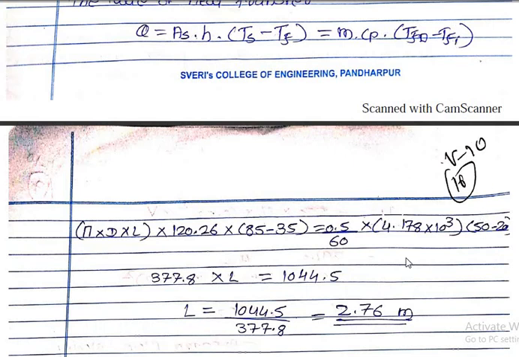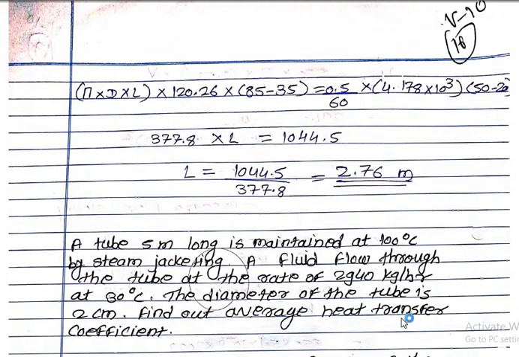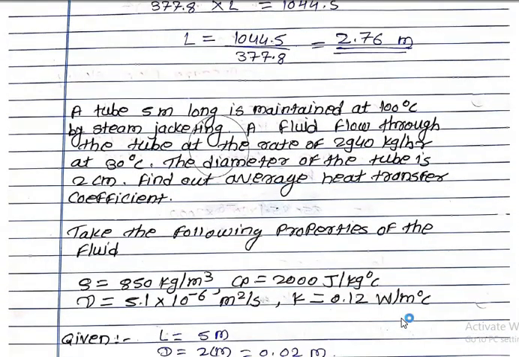We put this in, and after calculation we will get 377.8 multiplied by L is equal to 1044.5. So we will get the length is equal to 1044.5 divided by 377.8, which is equal to 2.76 meter. This is the length.